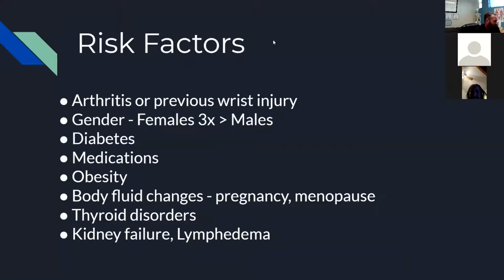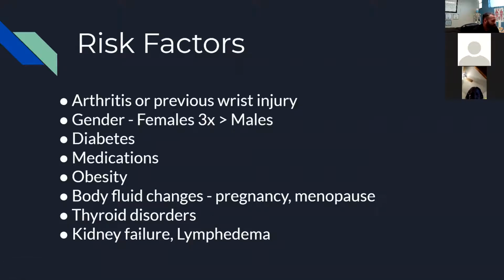So a couple things I want to touch on: risk factors. Arthritis can wear down some space and some fluidity of those wrist flexors and the bones in there, causing that inflammation. Females are 3 times more likely than males. Those with diabetes, certain medications, obesity, if you have excess body fat in that area and it's pushing down again, closing down on that area, pushing down on that median nerve. Body fluid changes, a lot of times this will happen with pregnancy or menopause. With pregnancy, it typically resolves itself after the pregnancy is completed.